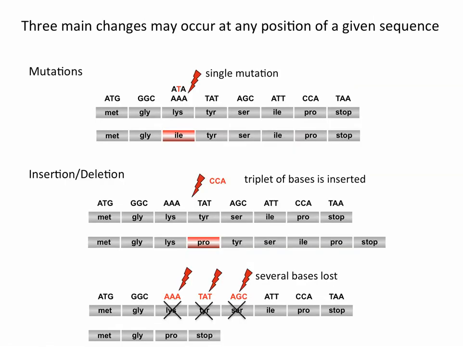There are three main changes that may occur at any position of a given sequence. These are mutations, which could imply a substitution of a nucleotide in a gene sequence and could be associated with a change of an amino acid at the protein level, and insertions and deletions, which imply the insertion or removal of nucleotides from the gene sequences. These changes are usually associated with more drastic changes at the protein level.